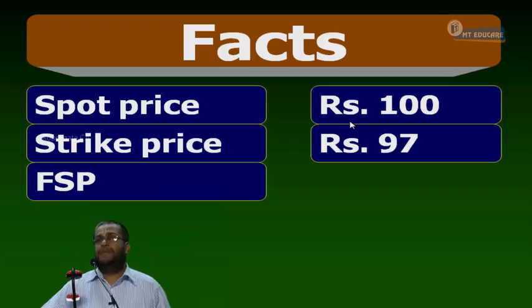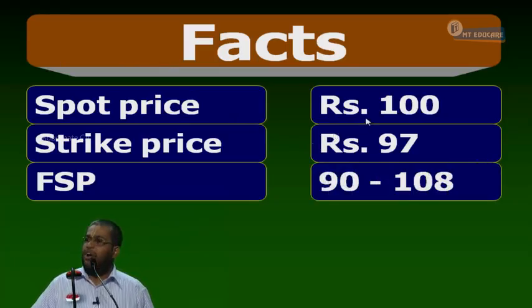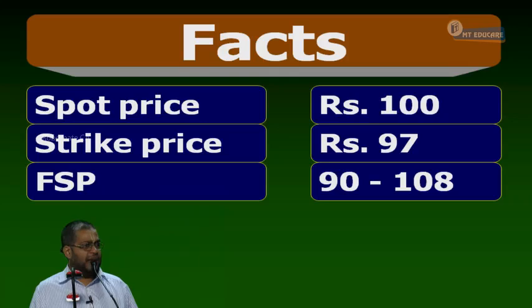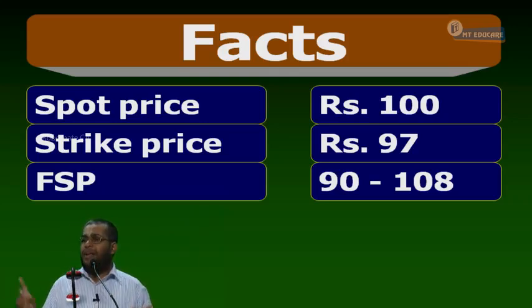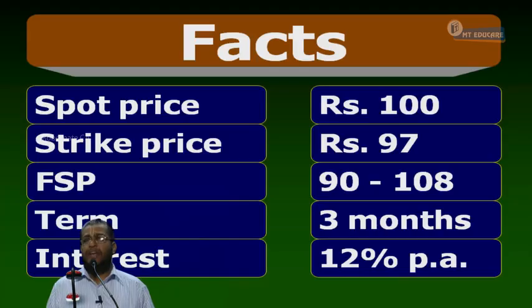Now, FSP, that is the possible future spot price on maturity date, can be 90 or 108. It is not 90 to 108. It is 90 or 108. Binomial can take only 2 values and not a range of values. Can I proceed? Please. And the term of the option is 3 months. The interest rate is 12%. This is all the details given.